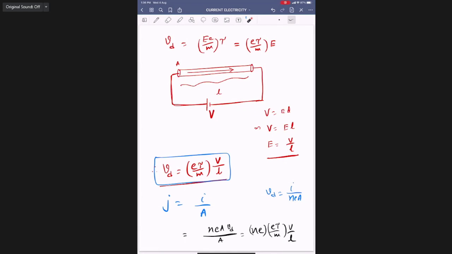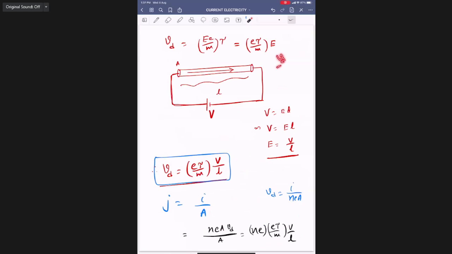Then we told drift velocity, this one, you know. v equals eEt by m, initially zero, acceleration times time only. So I am replacing it, and eτ by m is nothing but what you call mobility.